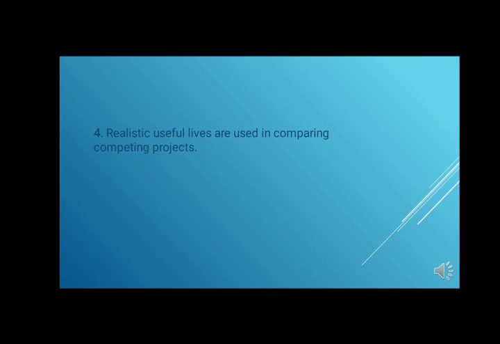Number 4, realistic useful lives are used in comparing competing projects. The last, number 5, intangible benefits are assigned reasonable financial values. Intangible benefits are those that one cannot or chooses not to put a price on in an explicit fashion. For example, the value of wilderness or increased sense of community.